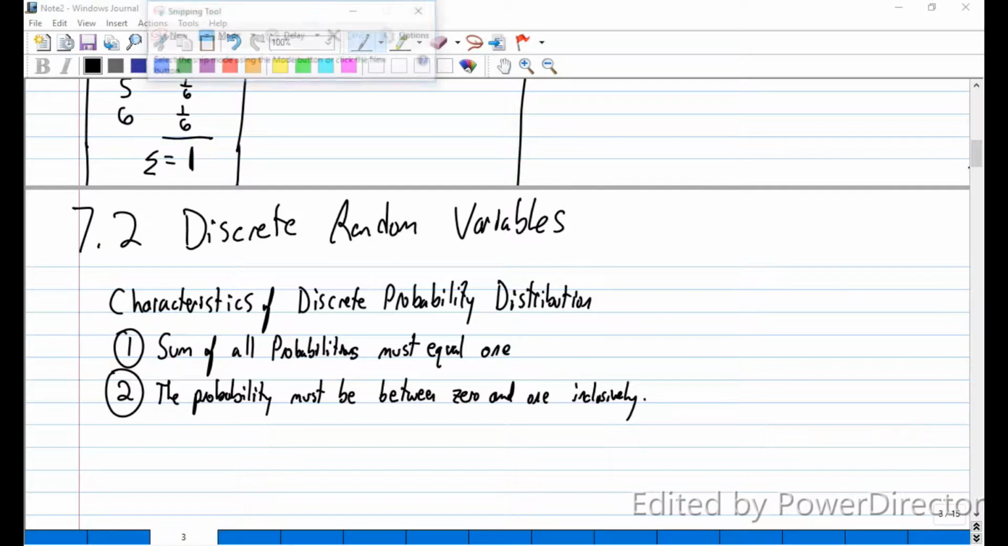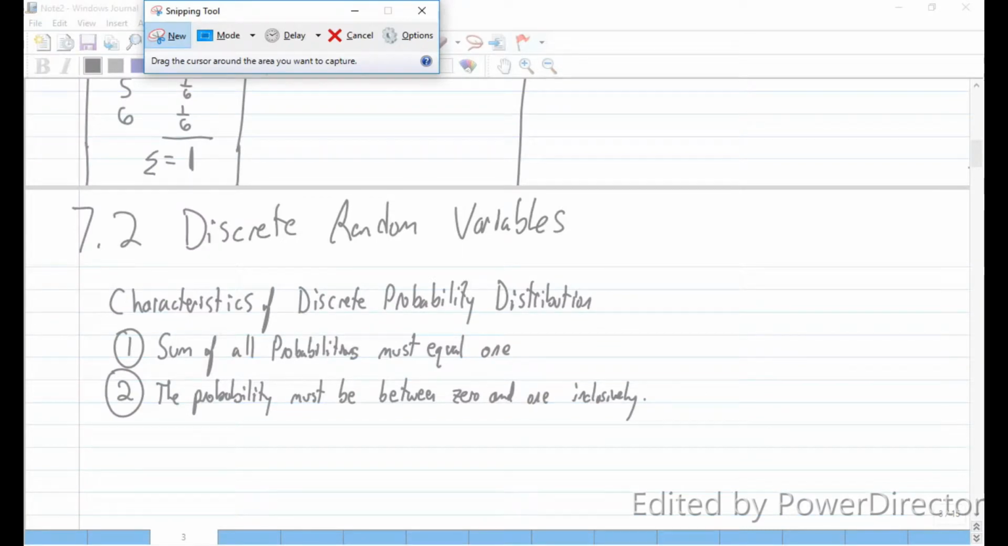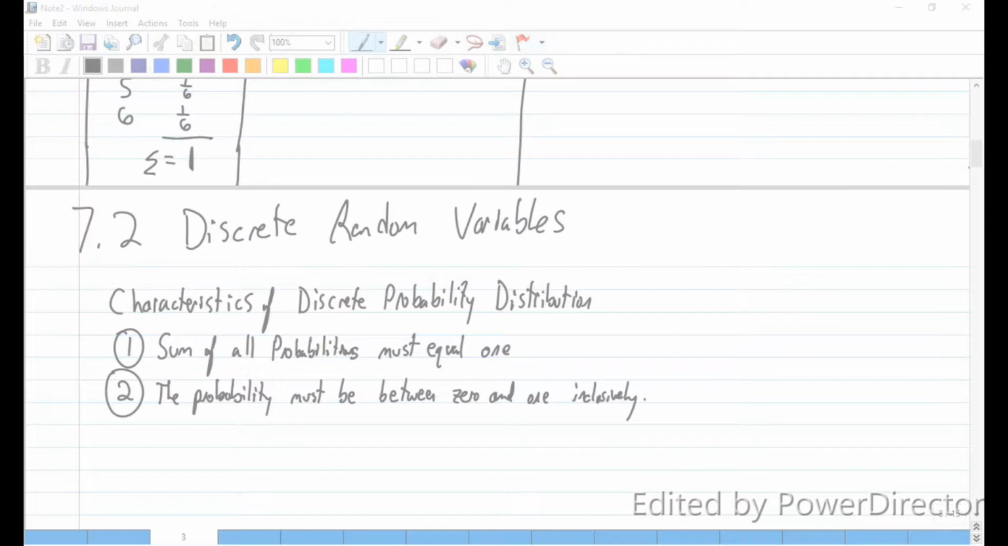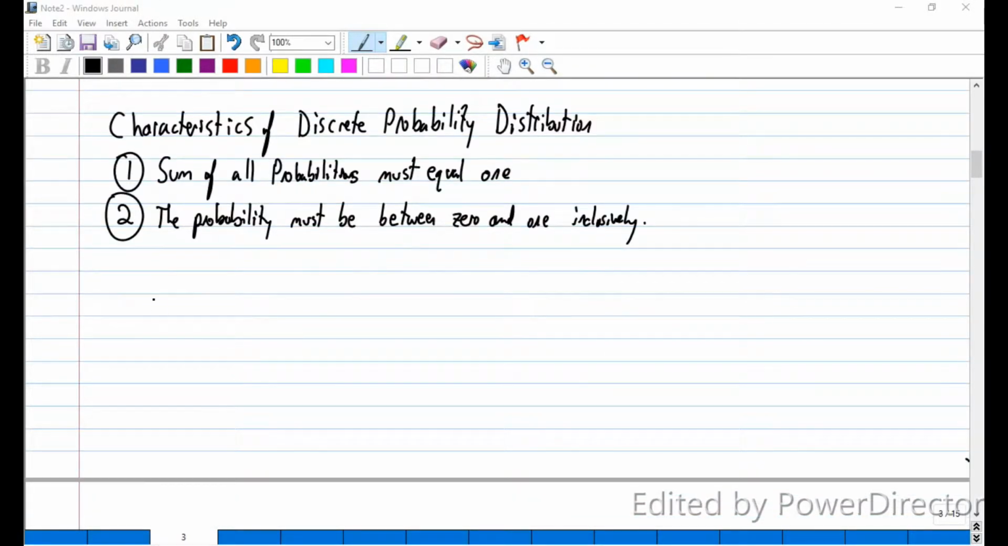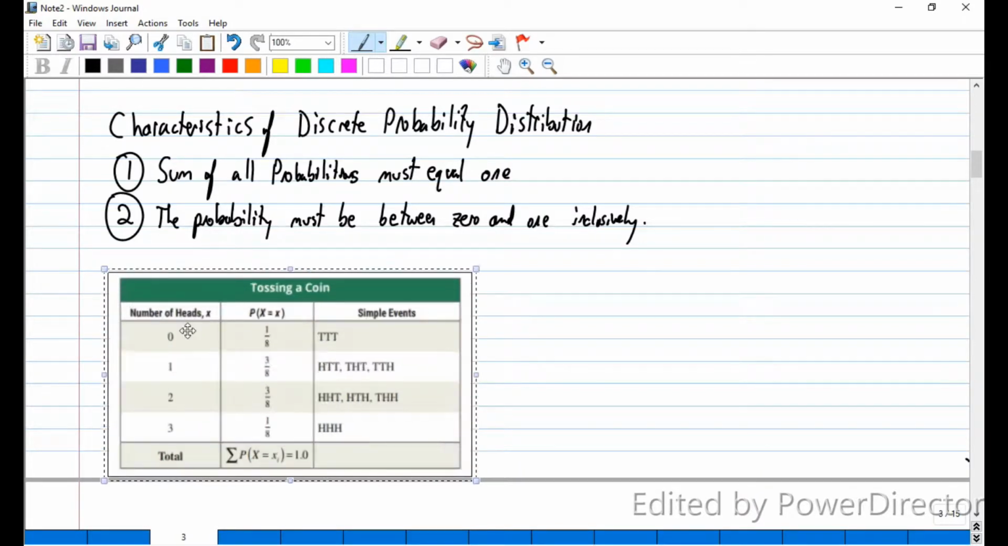So here is another example of a discrete probability distribution. And this is in the PowerPoints. You can see for tossing a coin 3 times, they listed all the simple events. You don't have to have that in a discrete probability distribution. But if you toss a coin 3 times, the number of heads you get is either 0, 1, 2, or 3.